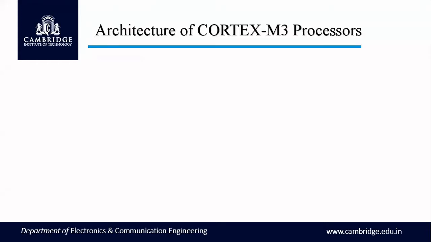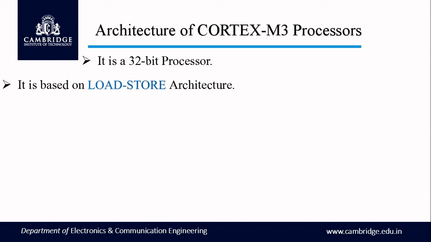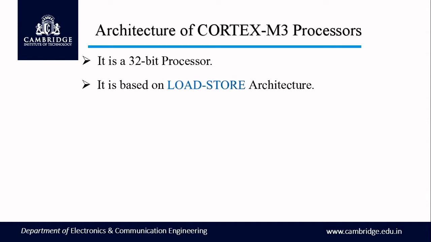ARM Cortex M3 processors are 32-bit processors, which means they can handle 32 bits of data at a time, which means it has a 32-bit data path, 32-bit register bank, and 32-bit memory interfaces. It is based on load store architecture, that is, all data processing operations take place through registers only. There are only two instructions meant for memory access: load and store, LDR and STR. No data processing involves memory directly. This helps in faster execution of the instructions.